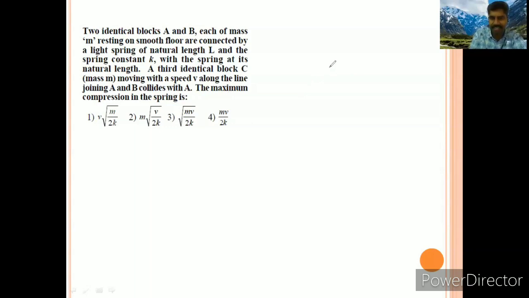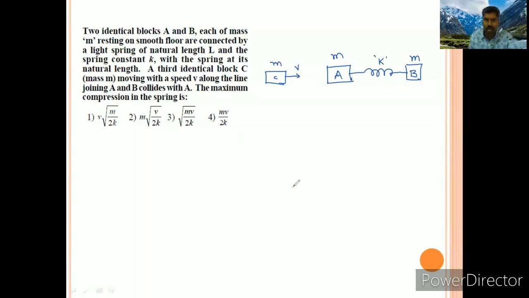Here I will draw this physical situation. This is block A. The spring is attached to block B. Both masses are the same, m. Now block C, on the same line, is there, same mass. It is going with a velocity v. Then the spring is compressed. So how much is it? We need to find out the compression, the X value.